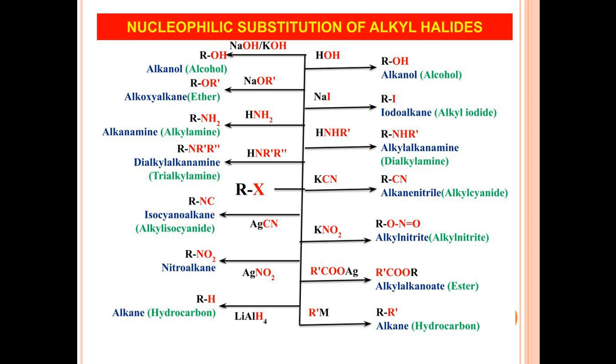Suppose the alkyl halide reacts with KCN, it will give alkyl nitriles, and if it reacts with AgCN, the product formed is isocyanides. So there are a variety of compounds we can produce by using the nucleophilic substitution of alkyl halides.